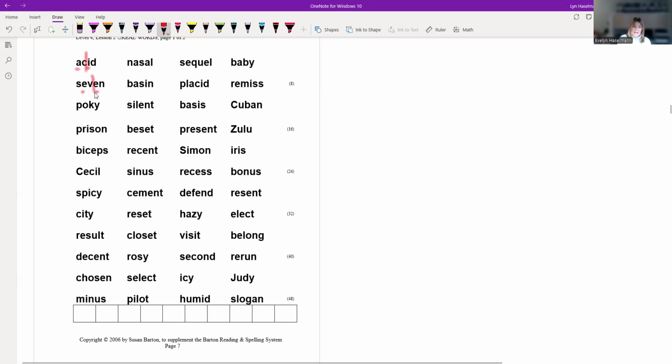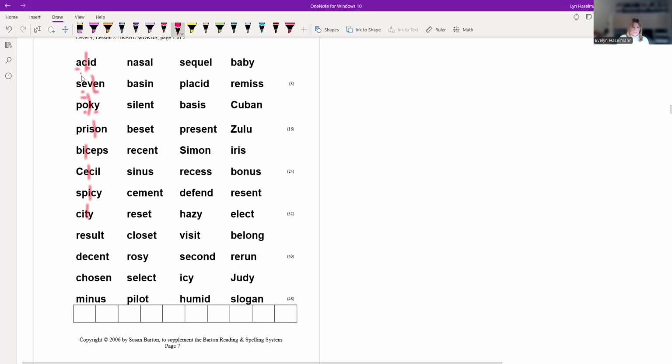I want seven, seven. Okay, the word is pokey. I want an open O here, pokey. Word is prison, after the S. Biceps, Cecil, spicy, sit-y. Okay, so that's those. If they're struggling, just have them do a few and then have them code them.